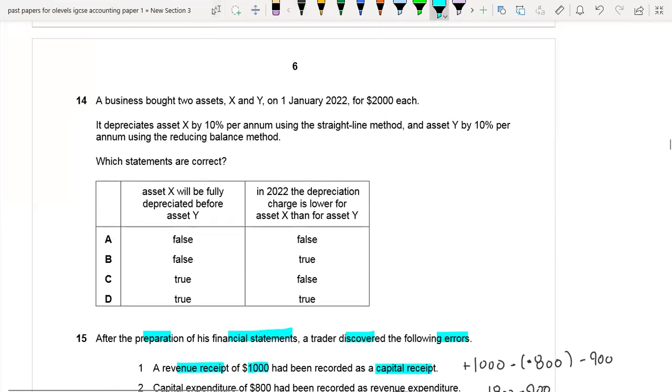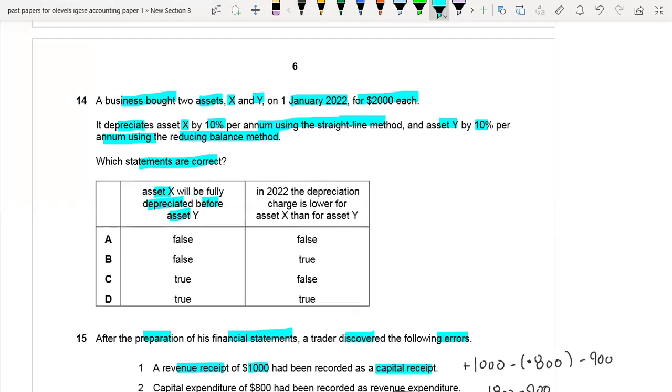Okay, question number 14. A business bought two assets X and Y on 1st January 2020 for $2,000 each. It depreciates asset X by 10% per annum using the straight line method and asset Y by 10% per annum using the reducing balance method. Okay, which statements are correct? Asset X will be fully depreciated before asset Y. Okay, for asset X and for asset Y.